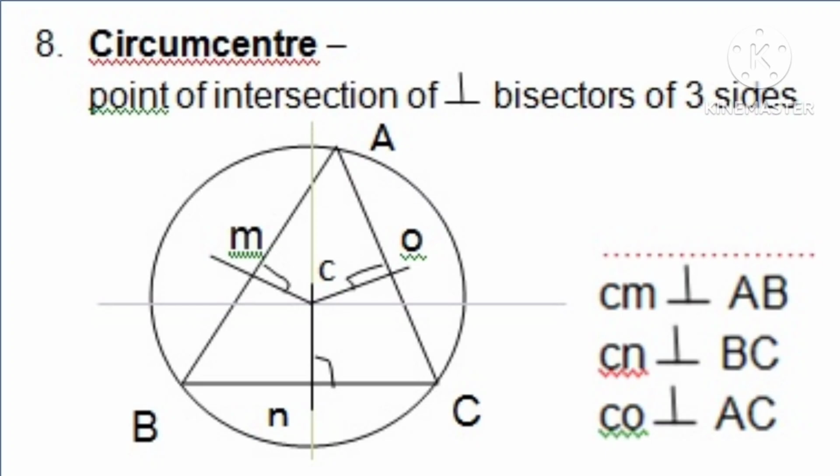Note CM, CN, CO are perpendicular to sides AB, BC, and CA and also bisect them. Also note that CA, CB, and CC are three radii of the circle. Hence, they are equal. You have to make use of these points for solving the problems.